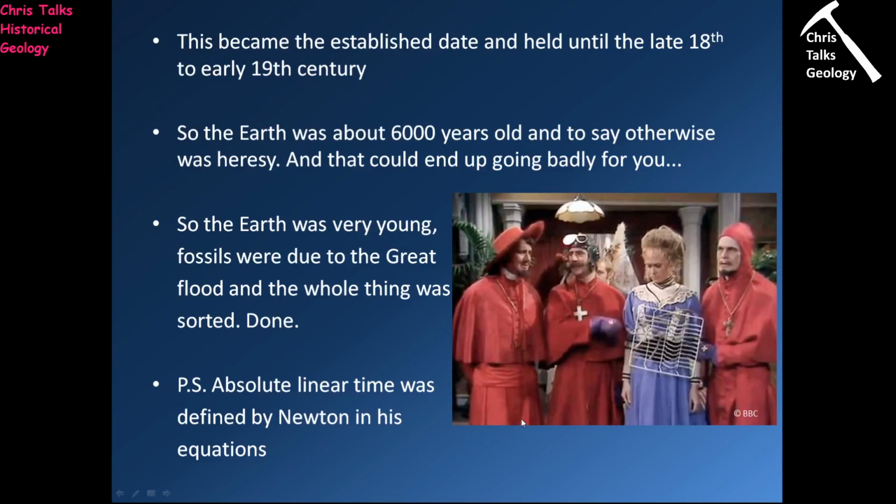So this became the established date, and it held until the late 18th to early 19th century. So that would mean that the earth was about 6,000 years old, and to say otherwise was heresy. And, in the Western world at least, that typically didn't end well for you, because the church didn't particularly appreciate it when you questioned church dogma. So this would mean that the earth was very young, and that any fossils you could see within the rock record were probably the result of the Great Flood. So that means the whole thing's sorted, done. I should also point out that absolute linear time wasn't actually defined until Isaac Newton, from a scientific point of view.